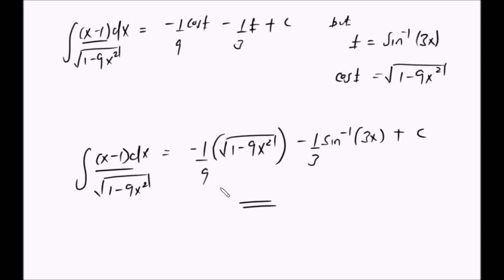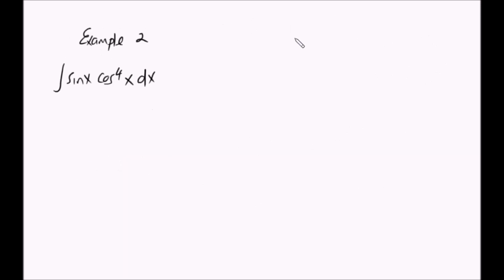So c is a particular constant. Okay, so this was indefinite integral. So let us see example 2. Hii ilikuwa example 1. So this one is example 2.